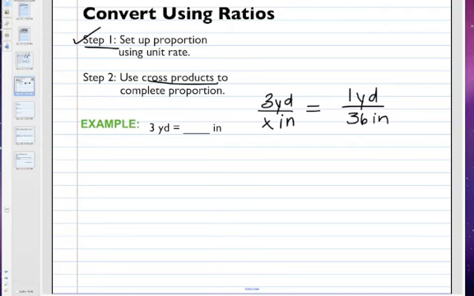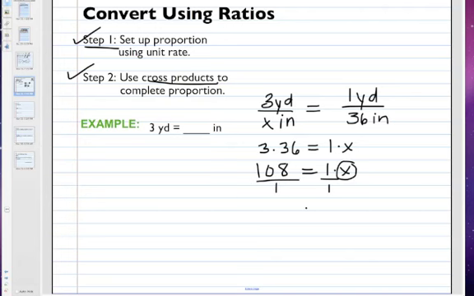Now I need to use cross products to complete the proportion. 3 times 36 is equal to 1 times X. 3 times 36 is 108. Now I need to divide both sides by 1 to isolate the x. So x equals 108. 3 yards is 108 inches.